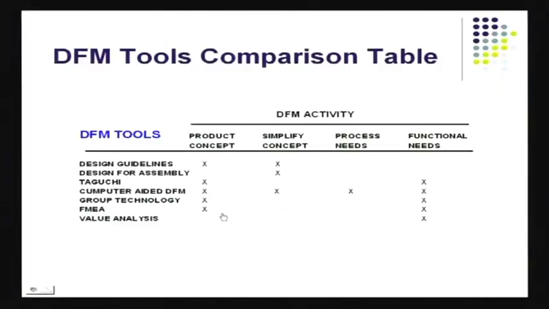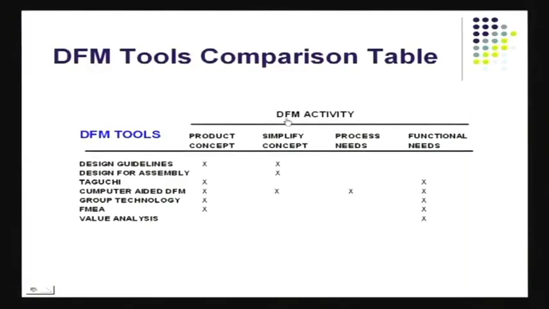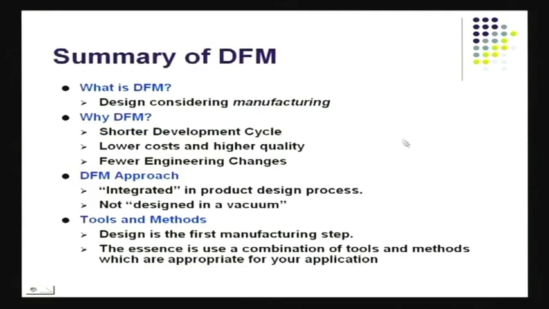And here's a little chart that gives you a comparison of these different approaches, or these different activities which are utilized to make sure you do your design for manufacturing. You've got the product concept, where you'll be simplifying some of the concepts. You have to look at the requirements of the processes that you need, and you've got functional requirements, which is like where the actual action is going to be. That also will be there.